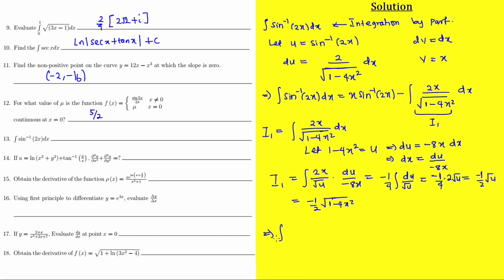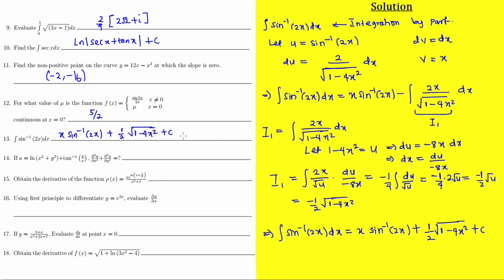So my original integral, arc sine of 2x dx, is simply x arc sine of 2x minus I1. My I1 is minus 1 over 2 and so on, so if I substitute it there, I'm going to have plus 1 over 2 square root of 1 minus 4x squared, then plus c. Don't forget your arbitrary constant. They can actually deduct your mark if you don't put it, so don't forget to put it. The answer here is just x arc sine of 2x plus 1 over 2 square root of 1 minus 4x squared plus c. Alright, so let's move on to the next question.